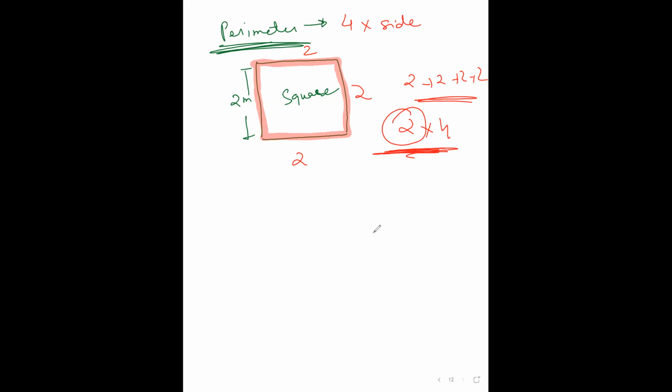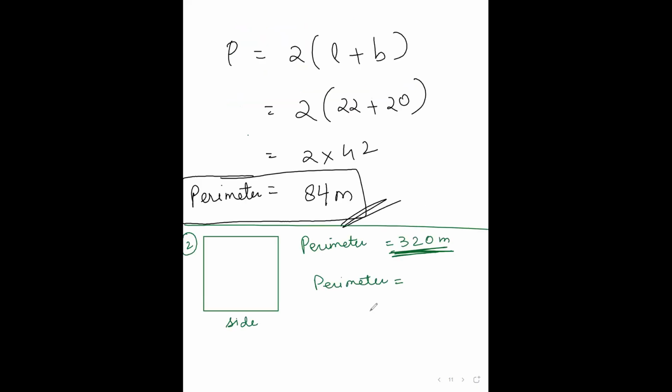Perimeter is, again, write it down. Even if you have already written it down, write it down once again. Perimeter of a square is 4 multiplied by side. Now come back to this question and tell me, perimeter is 4 multiplied by side. We don't know the side, but we know the perimeter. How much? 320.